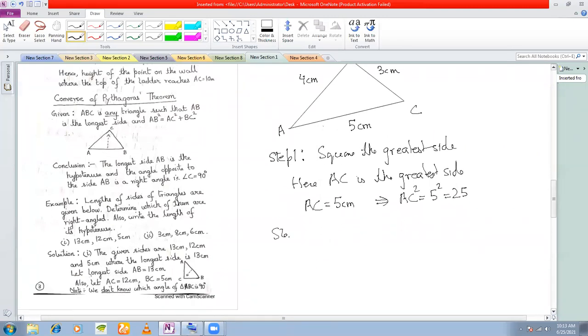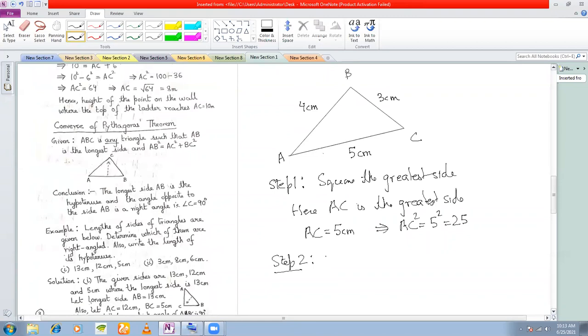Next step is I take the other two sides, and calculate the sum of the squares of the other two sides.